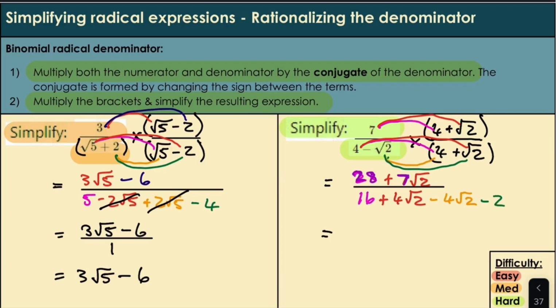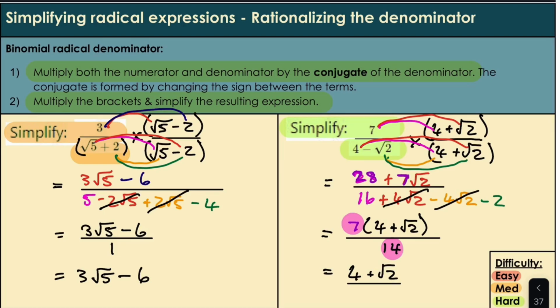On the top, the highest common factor is 7. I'm going to factorize the top expression. So I have 7 multiplied by 4 and 7 multiplied by root 2. So I've factorized the top expression. On the bottom, 4 root 2 cancels with negative 4 root 2, and 16 minus 2 is 14. Simplify the 7 over 14, I'm going to have 4 plus root 2 all over 2, because I divide by 7 and I have 1, divide by 7 and I'm left with 2.